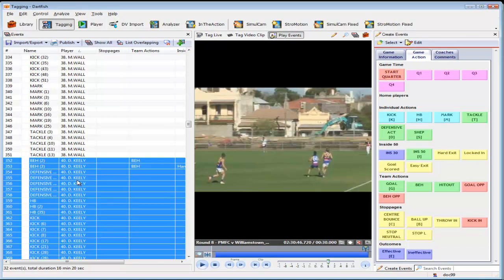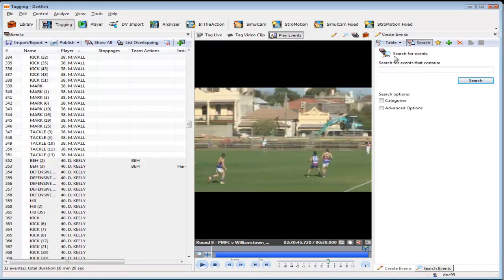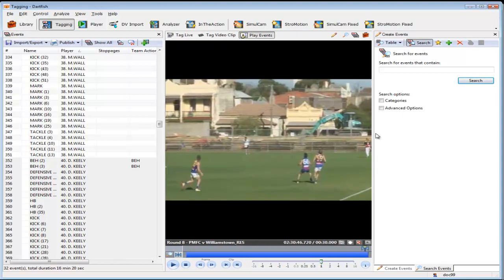Yep. The other thing that I want to quickly show you, in this little tab here called Search Events, I've got the ability to have a statistic representation of all the events, which is kind of cool, right?